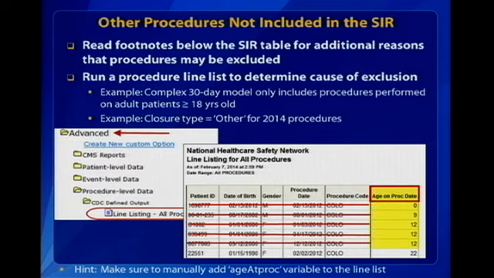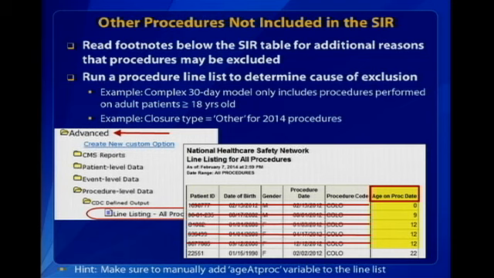So if you find that there are other procedures not included in your SIR that cannot be explained from that exclusion criteria in the newsletter, you want to read the footnotes below the SIR table for additional reasons that your procedures may be excluded. You can also run a procedure line list, which is found in the advanced folder under procedure level data. And this line list will help you determine the exact cause of exclusion.